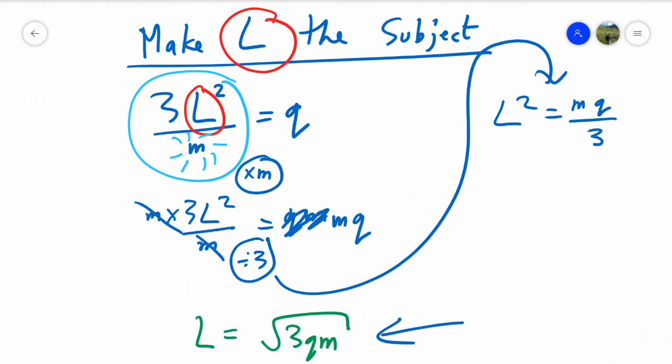So you might have been watching this thinking, oh, I'm looking forward to finding out how Duncan did that. Well, it turns out I did it wrong. What are we going to do next? We need L on its own. So the 2 is the last thing we need to get rid of. What's the opposite of squared? The opposite of squared is square root. So I'm going to square root both sides.